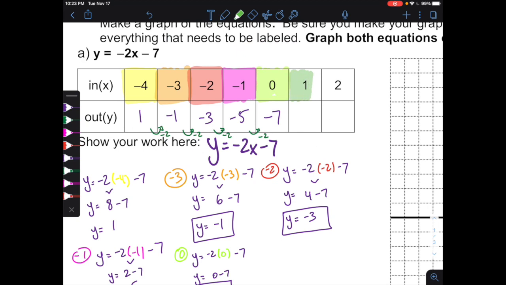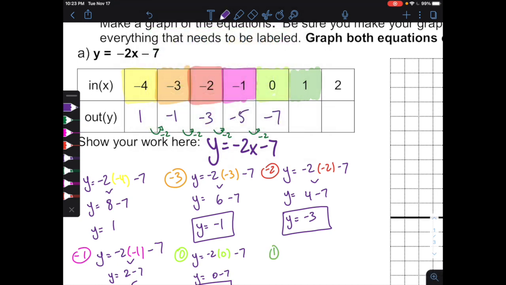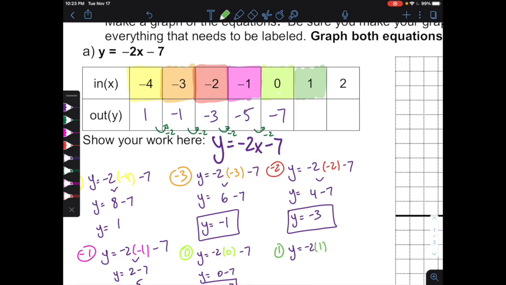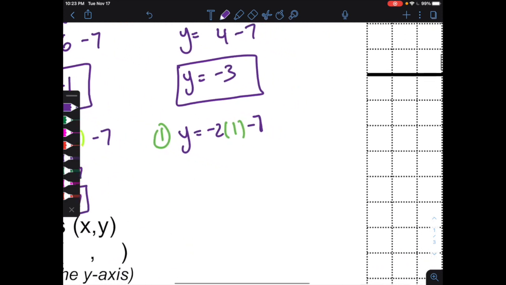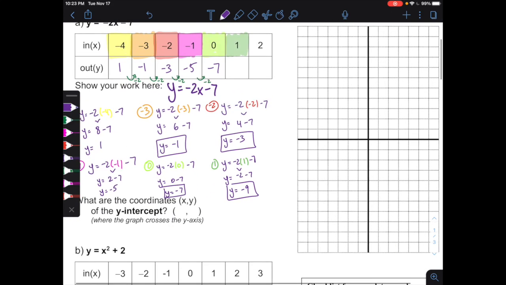So let's go ahead and plug in 1. Y equals negative 2 times 1 minus 7. Negative 2 times 1 is negative 2, so y equals negative 2 minus 7. Y equals negative 9. Okay, so here's negative 9. The last one.